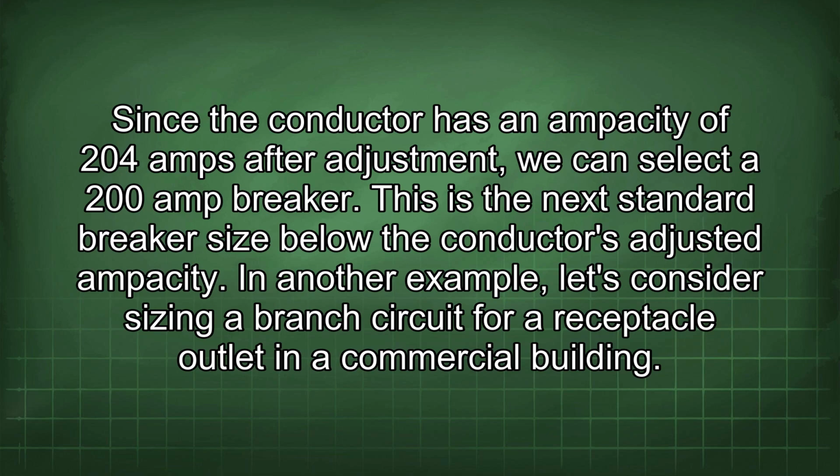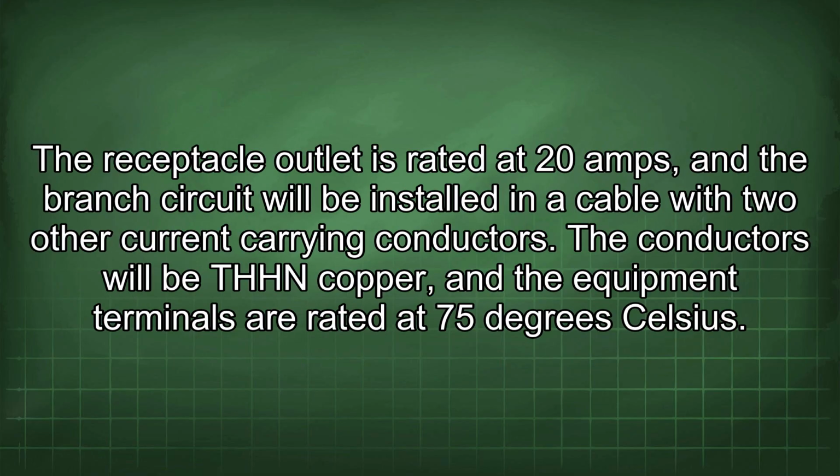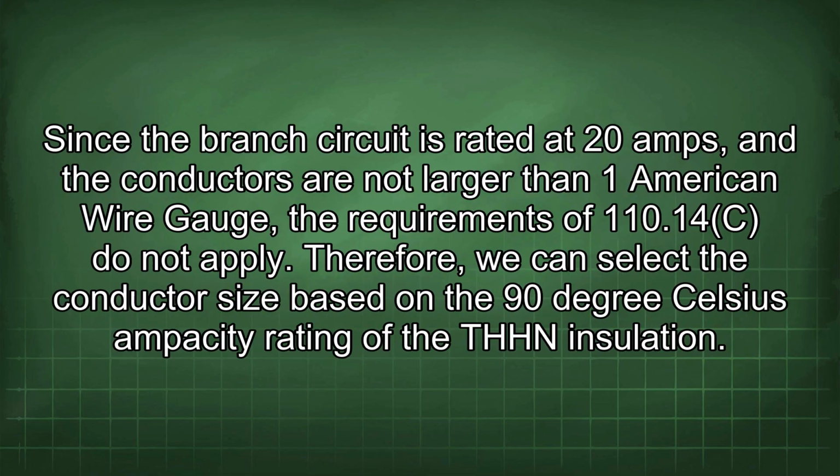In another example, let's consider sizing a branch circuit for a receptacle outlet in a commercial building. The receptacle outlet is rated at 20 amps, and the branch circuit will be installed in a cable with 2 other current-carrying conductors. The conductors will be THHN copper, and the equipment terminals are rated at 75 degrees Celsius. Since the branch circuit is rated at 20 amps and the conductors are not larger than 1 American wire gauge, the requirements of 110.14(C) do not apply. Therefore, we can select the conductor size based on the 90 degrees Celsius ampacity rating of the THHN insulation.